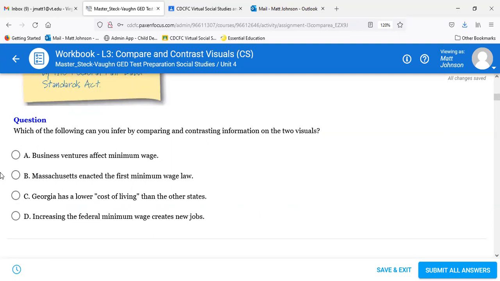Yes. Number one, which of the following can you infer by comparing and contrasting information under two visuals? A, business ventures affect minimum wage. B, Massachusetts enacted the first minimum wage law. C, Georgia has a lower cost of living than the other states. D, increasing the federal minimum wage creates new jobs. C? Yeah, right. You can make that inference.